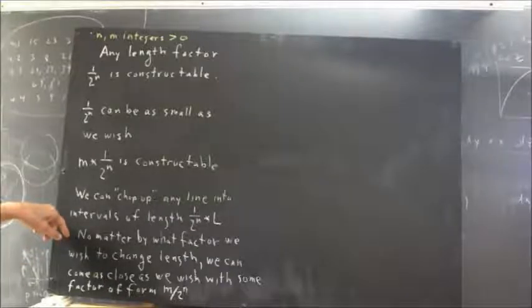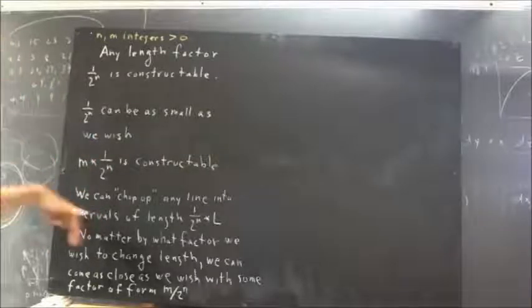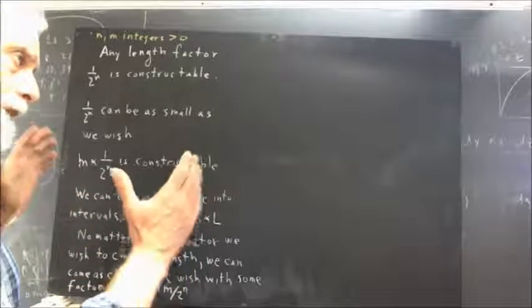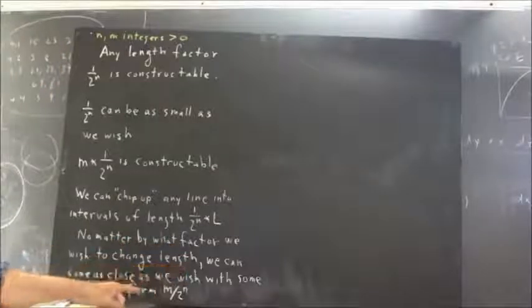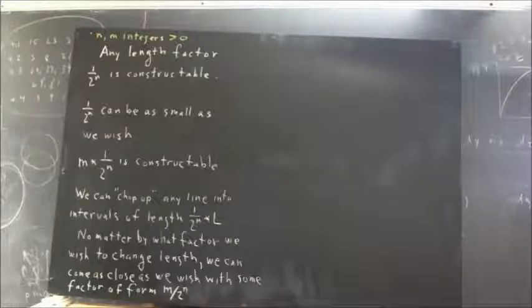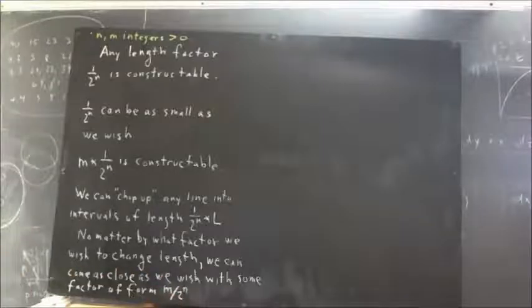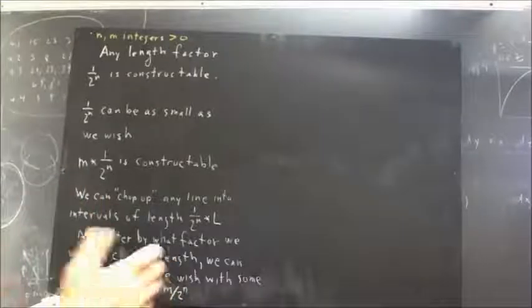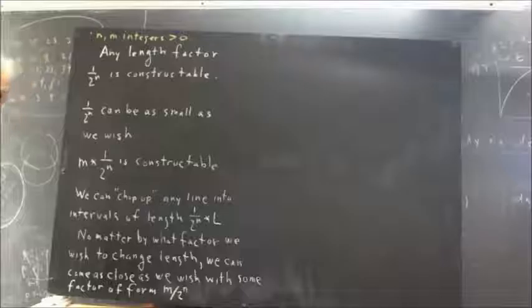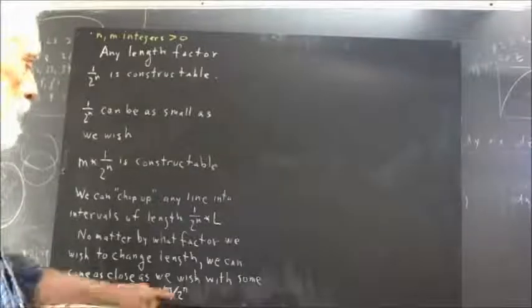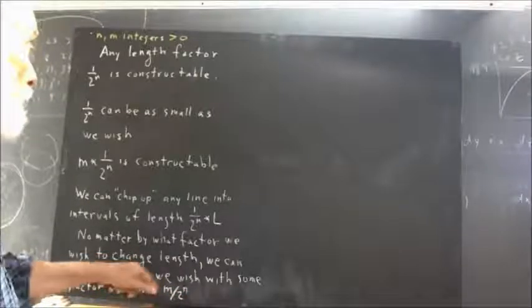Then, no matter by what factor we wish to change length, and by change length I mean implicitly the length of a given line segment, we can come as close as we wish by using some factor of the form m over 2 to the n. So if we want to come within a billionth of a unit of that length, we should be able to do it if we choose a sufficiently large number n and the right number m. It can always be done.